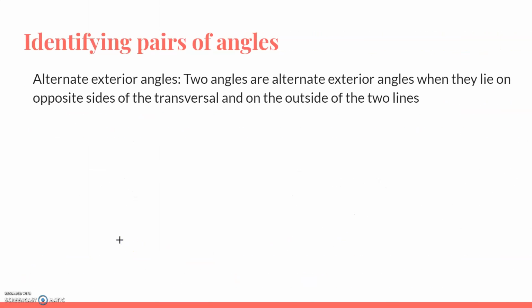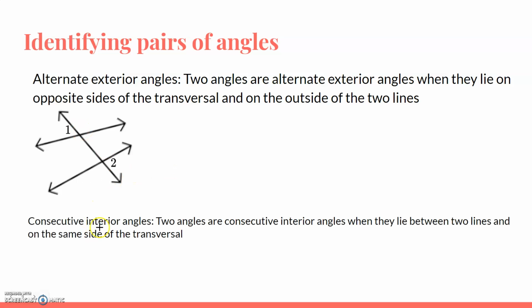Alright, next, alternate exterior angles. Two angles are alternate exterior angles when they lie on opposite sides of the transversal and are on the outside of the two lines. As you can see here, we have a transversal going through our two lines, and then we have two angles, 1 and 2. They're on the outside of the two lines, but still on opposite sides.